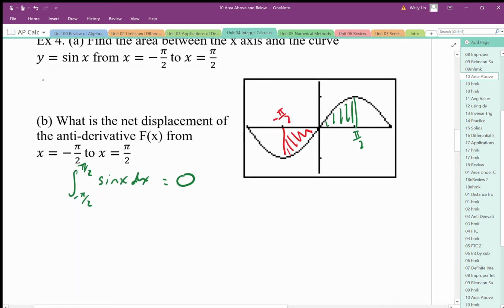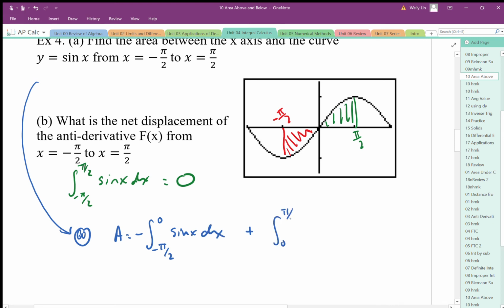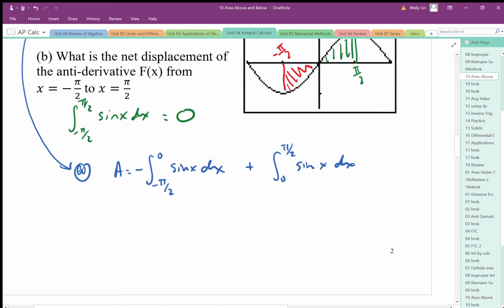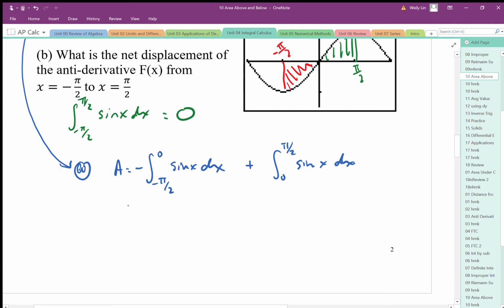So if I'm going to do part A here, I want the area, which is equal to the integral from negative pi over 2 to 0 of sine x dx, and it's going to be negative because I don't want the negative area. That's area below, so I have to change the sign. Plus the area from 0 to pi over 2 of sine x dx. And we should see that those areas in fact are equivalent, but we'll work it out anyways.